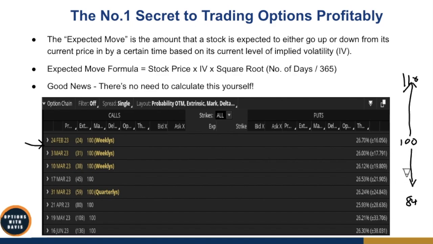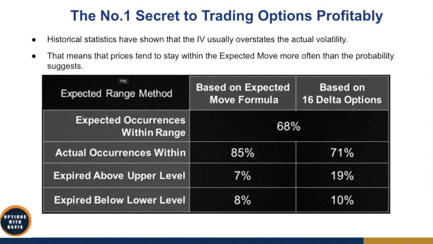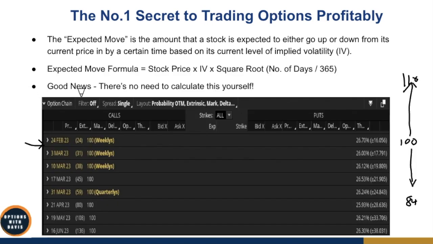Now, in itself, this is not really a secret, right? Of course, the mathematical model just tells us roughly what range it can be. But the secret sauce actually lies in this, which is that historical statistics have shown that the IV usually overstates the actual volatility. That means that prices tend to stay within the expected move more often than the probability suggests, right? So when it comes to trading options, you don't necessarily have to trade directionally, right?